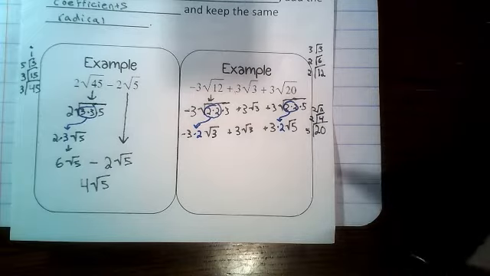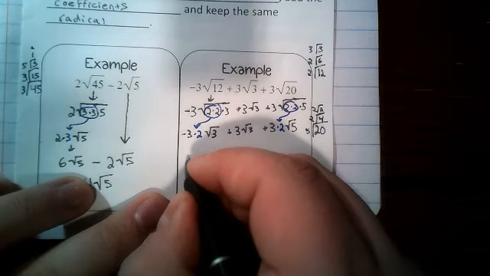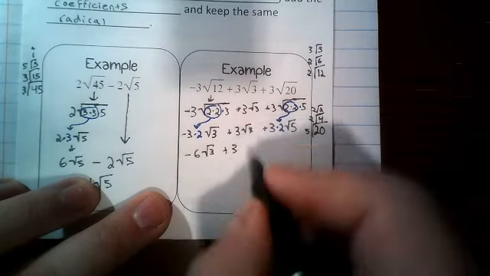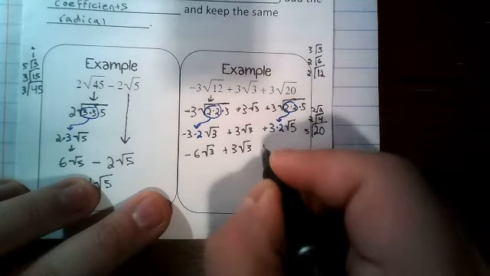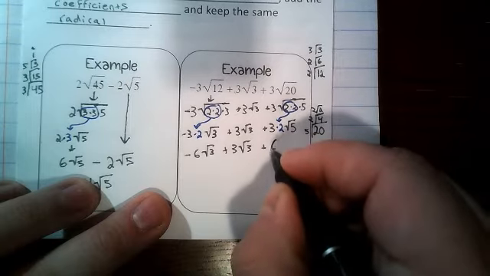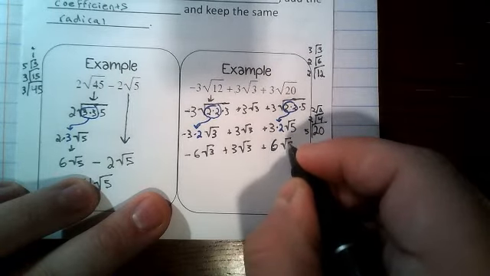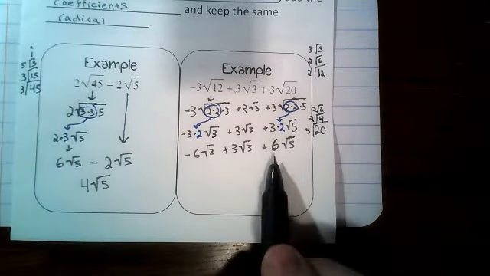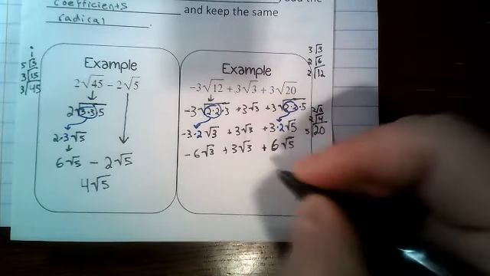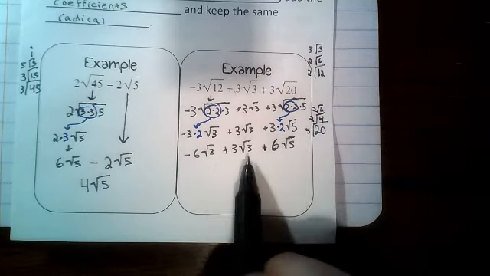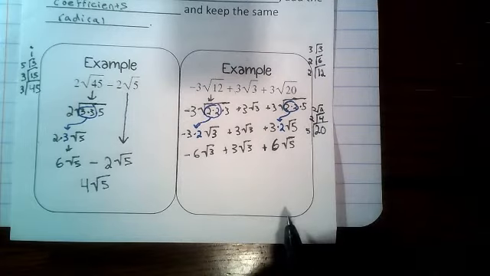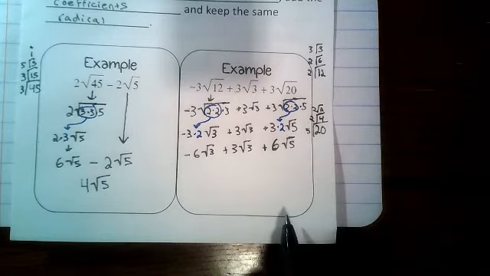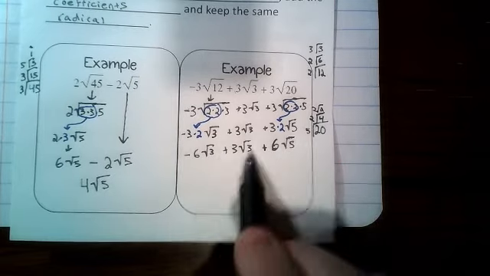So now I simplify even further. Negative 3 times 2 is negative 6 square root 3 plus 3 square root 3 plus 6 square root 5. Okay. Now, I can't add negative 6, 3, and positive 6 here, because this is square root of 3, this is square root of 3, that's the square root of 5. So I actually can't do anything with this one. It's like x, x, and y, right? I can't combine the x's and the y's, but I can combine these two.